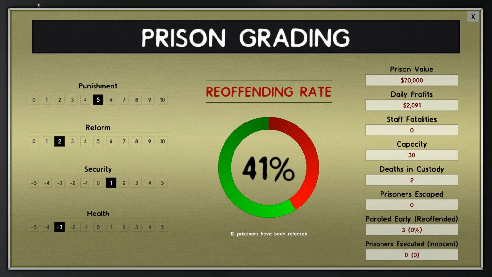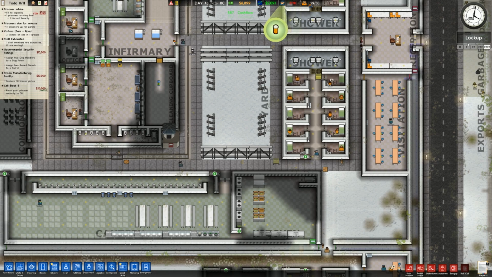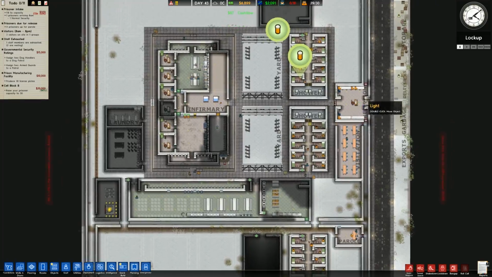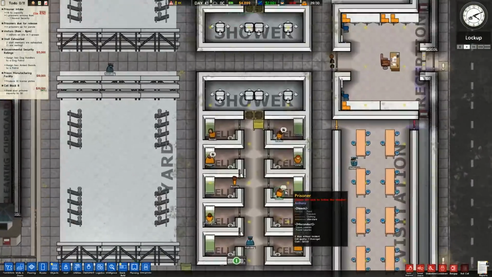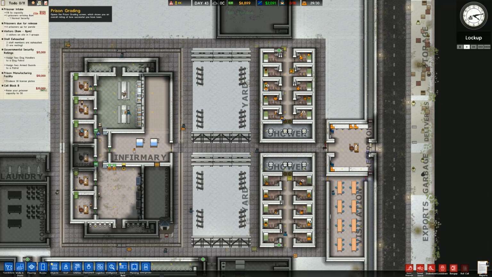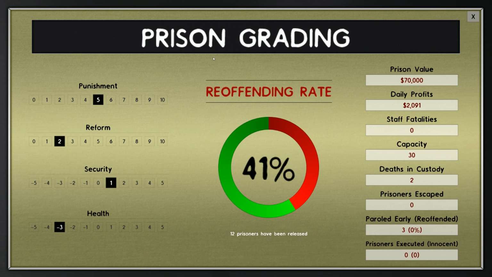We should have our grading, though. Ooh. You didn't see that. Look at all the overdoses. As soon as they got to lock up, 3 overdoses. Wow. So, reoffending rate, 41%. Okay. That's quite bad. Punishment 5 mid-ground, reform low. Well, we haven't ran any programs for reform anyway, so that's to be expected.